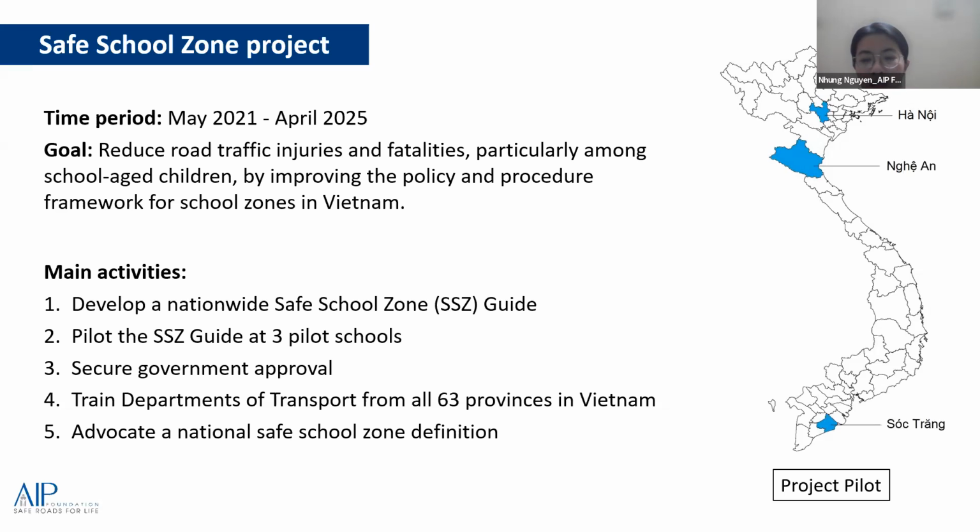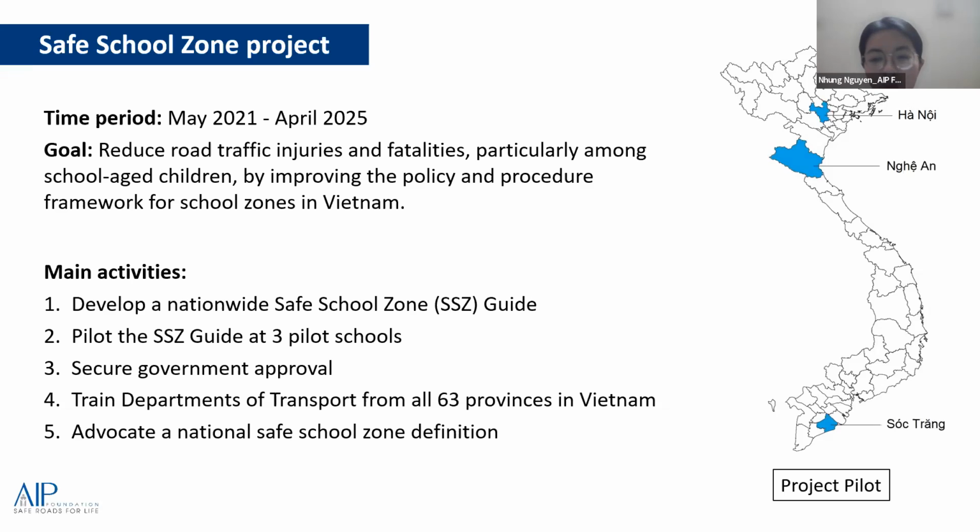As part of the program, we installed the crossing, the school zone lights, and also a 30 km/h speed limit sign in the school zone. And after securing the government approval, we will also organize trainings for the officials from all the Departments of Transport from all 63 provinces on how to use the guide to upgrade the school zones.